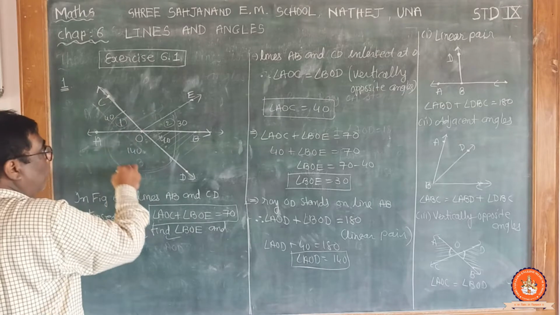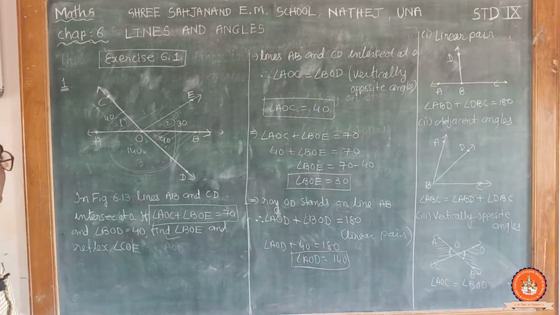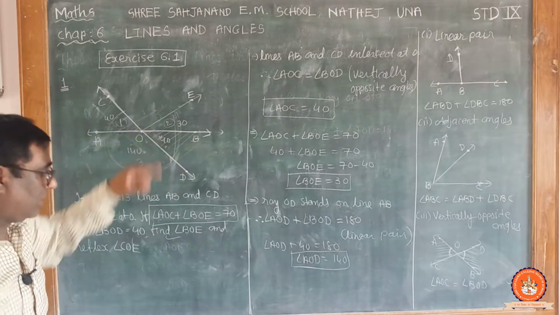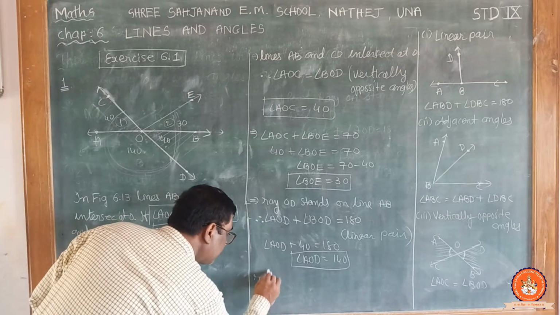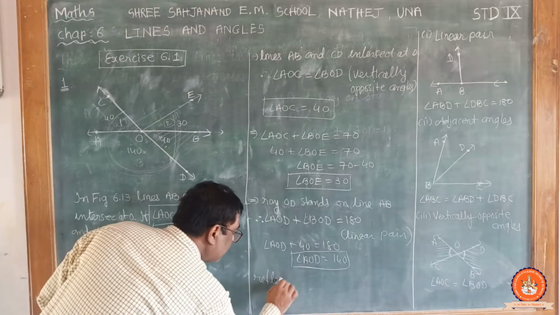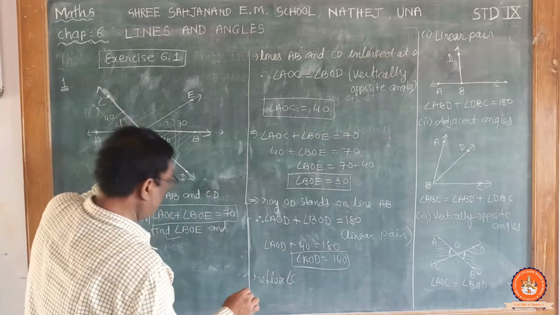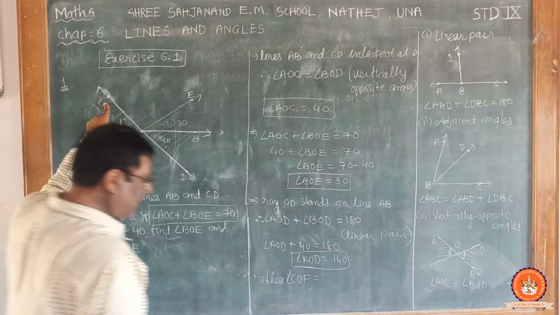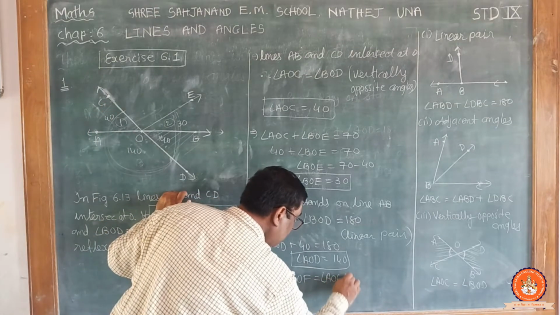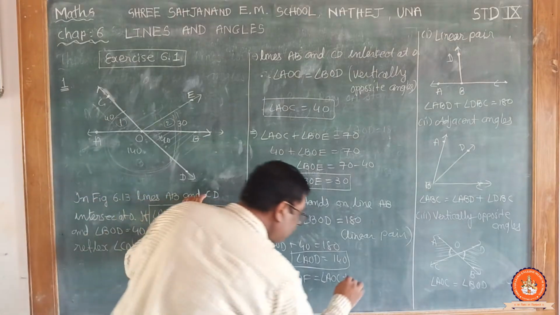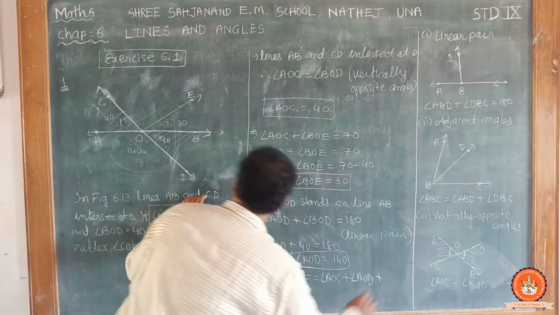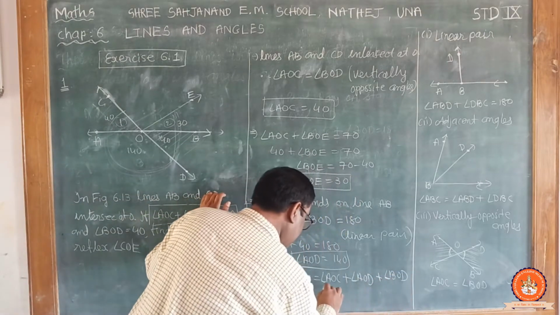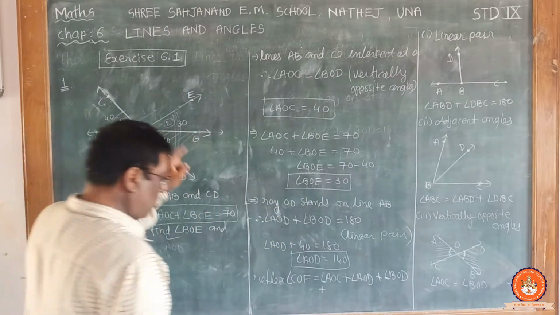Now reflex COE consists of angle AOC, angle AOD, angle BOD and BOE. So reflex angle COE is equal to angle AOC plus angle AOD plus angle BOD plus angle BOE.